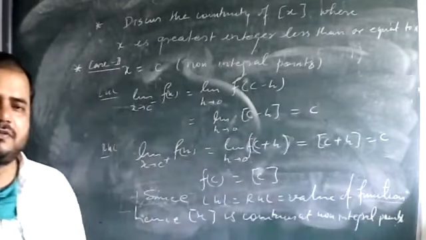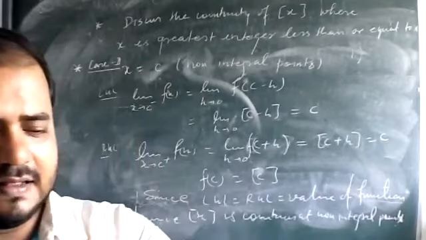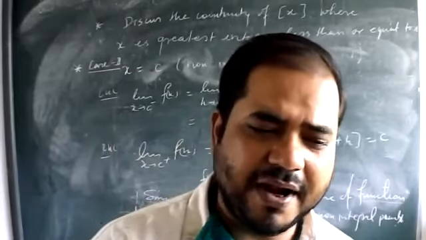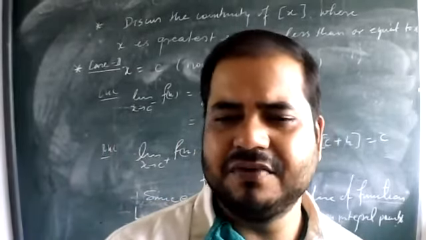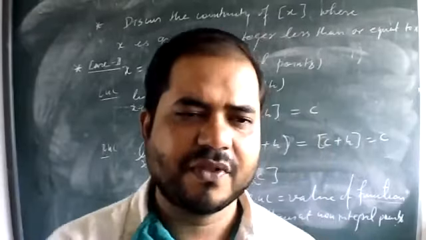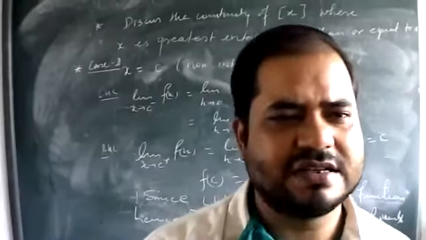ये एक रिजल्ट भी है, इसको याद कर लीजिएगा कि जो ब्रैकेट x है, दिस इज कंटिन्यूअस एट नॉन इंटीग्रल पॉइंट एंड डिसकंटिन्यूअस एट इंटीग्रल पॉइंट. ओके, इसके बाद आता है अलजेब्रा ऑफ फंक्शन, ये हम कल डिस्कस करेंगे. ओके.